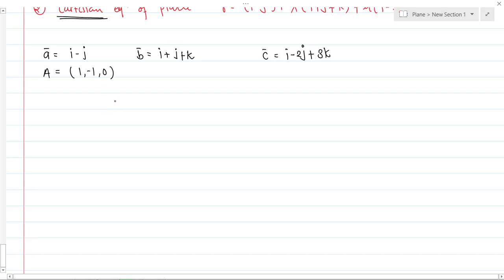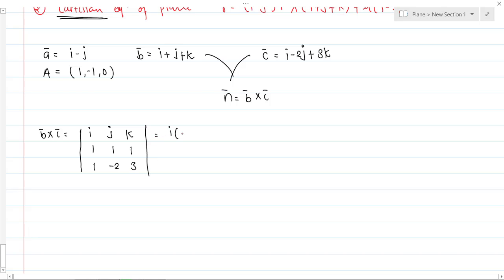Now I want the normal vector's direction ratios. How will we get the normal vector? Just do the cross product of these two. N bar equals B bar cross C bar. Let's find out. B bar cross C bar is the determinant i j k, 1 1 1, 1 minus 2 3. This equals i into bracket 3 plus 2, minus j in bracket 3 minus 1, plus k in bracket minus 2 minus 1, which equals 5i minus 2j minus 3k.